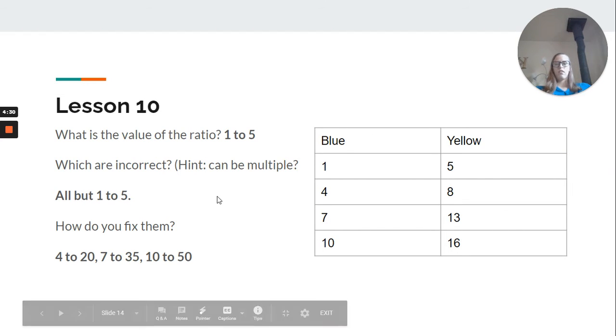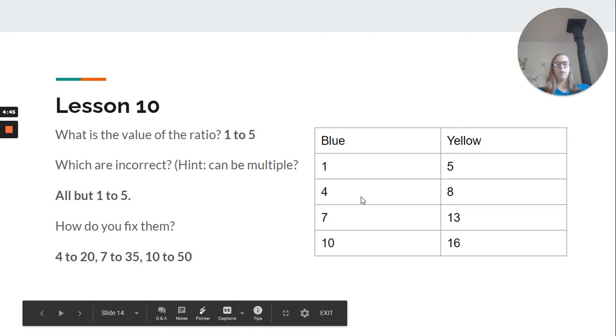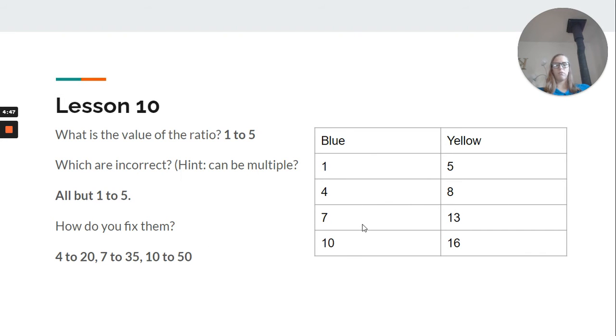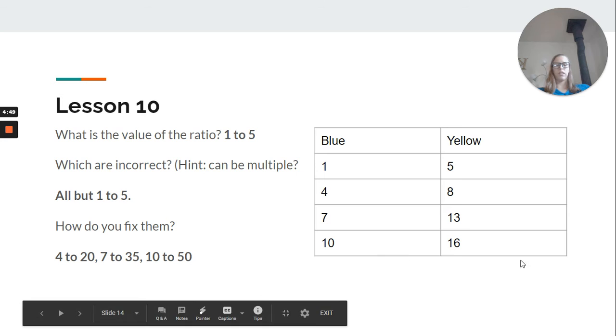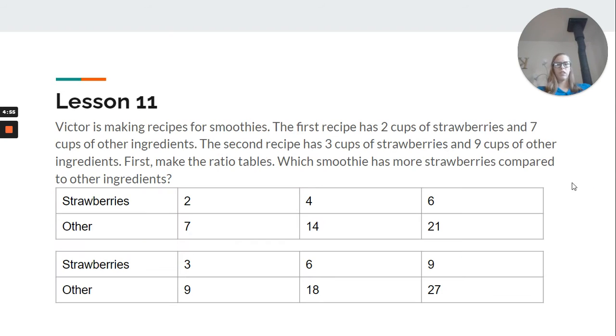Lesson 10, oops, I'm sorry, I guess I put the answers right away here, so that's okay. We have the table. What is the value of the ratio of the table? 1 to 5. Which ones are not correct? Only 1 to 5 is correct. And how would you fix them? We would change this one to 4 to 20, this one to 7 to 35, and this one to 10 to 50, so that they all would go back to this value of the ratio of 1 to 5.